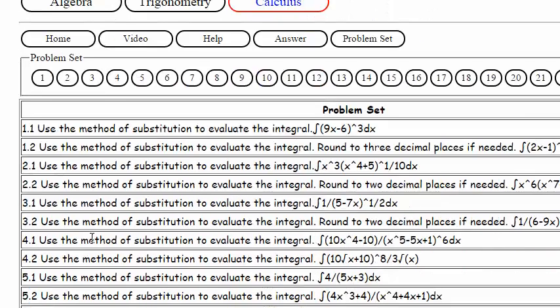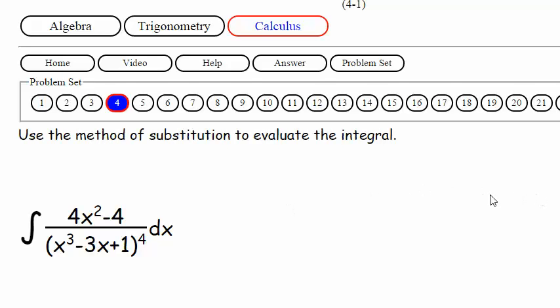Let's see, where are we? 4.1. Looks good. Alright, let's write all that down. Use the method of substitution, it says, to do something. The integral of (x cubed minus 3x plus 1) raised to the fourth power dx. Alright, I got it. If you didn't get it, here's a second chance.